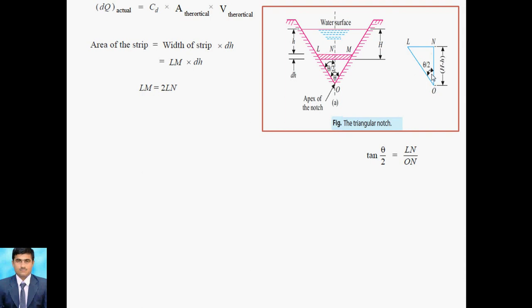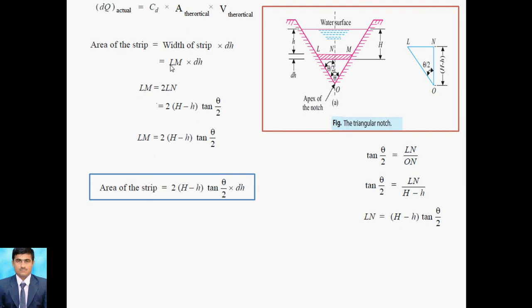What is the value of ON? ON is nothing but capital H minus small h. We can put this here. Then LN is capital H minus small h multiplied by tan theta by 2. So this is the value of LN. I can put LN over here, that becomes the value of LM, and putting this LM over here gives the area of strip, that is LM into dh.